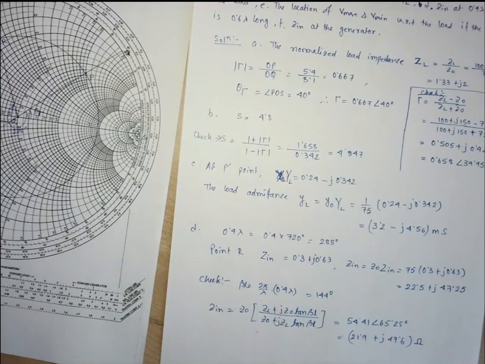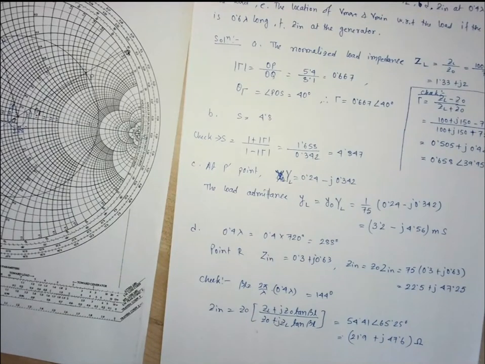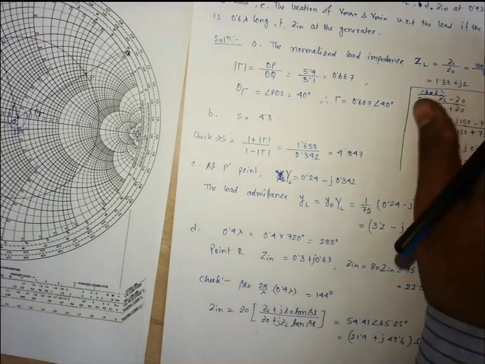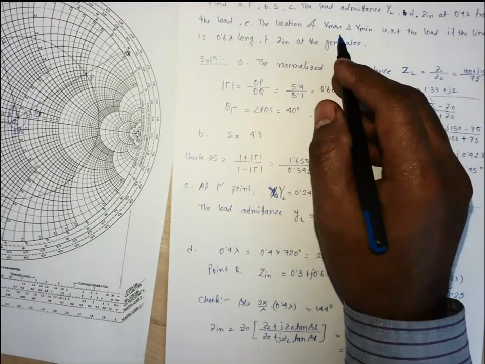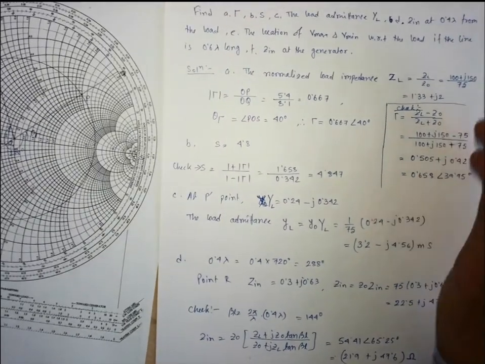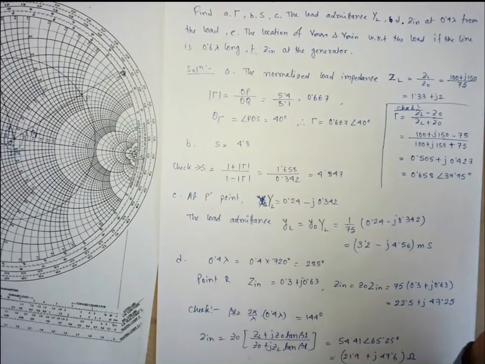Up to this, it is quite easy. With given specification, we did all the things. Next, we need to find out the location of Vmax and Vmin with respect to the load. If the line is 0.6 long, let us consider that same line, it is having the total length of 0.6 lambda. So for that length, from the load point, we need to find out the location of Vmax and Vmin.